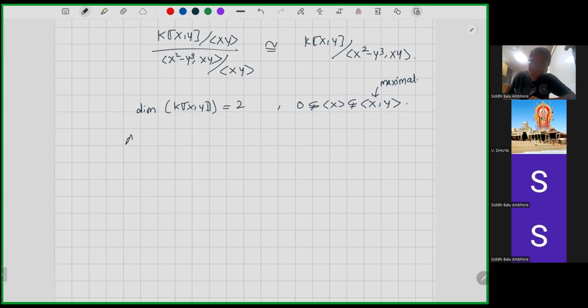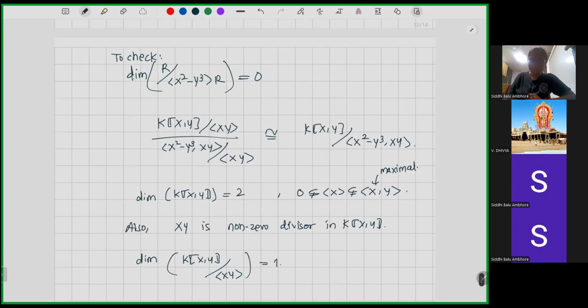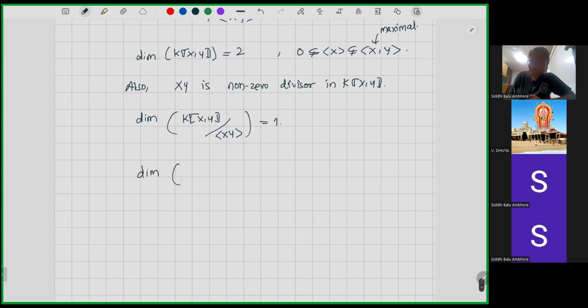Now this xy is a non-zero divisor in k[[x, y]]. Then the dimension of k[[x, y]] quotiented by this will be 1. So whenever we take a quotient with respect to any non-zero divisor, going modulo that element reduces the dimension. Okay, so I now need to show that the dimension of this ring, x square minus y cube comma xy, is 0.